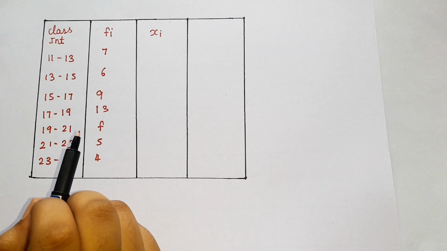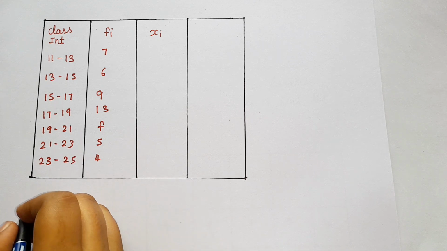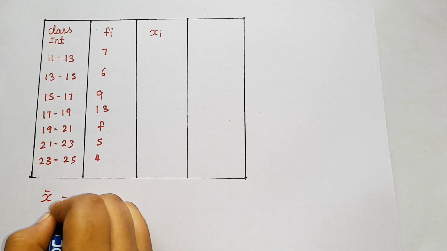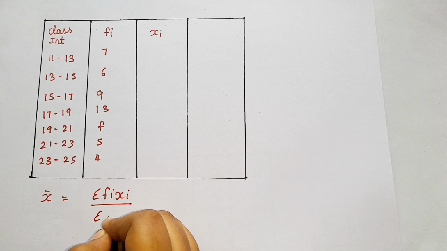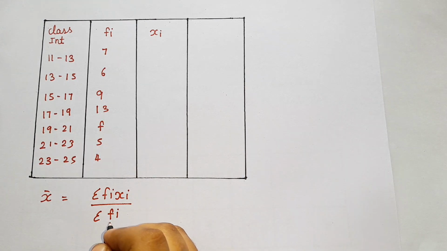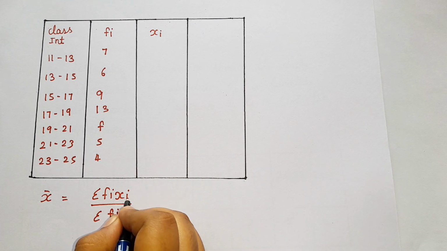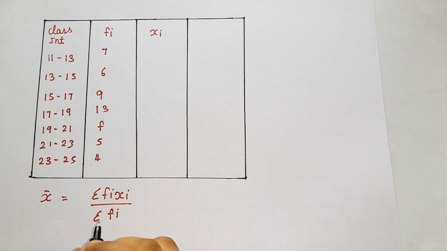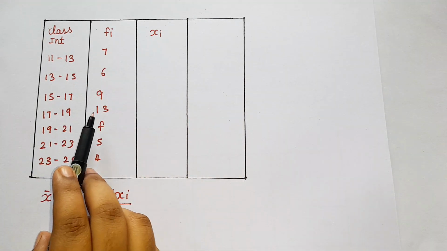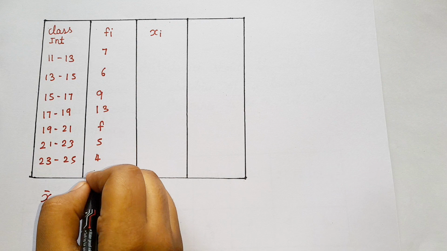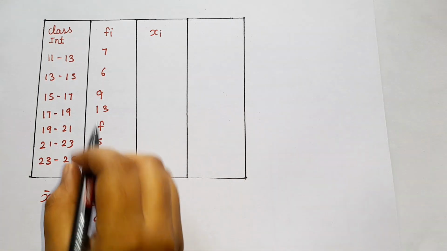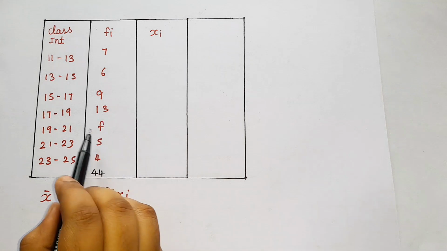For the direct method, the formula is x bar is equal to sigma fi xi by sigma fi. This is the formula for the direct method, isn't it? So here I need the fi xi value and I need the frequency. First of all, remember guys, when I add these numbers, 7 plus 6 plus 9 plus 13 plus F plus 5 plus 4, I get 44 when I add only the numbers, not the variables.